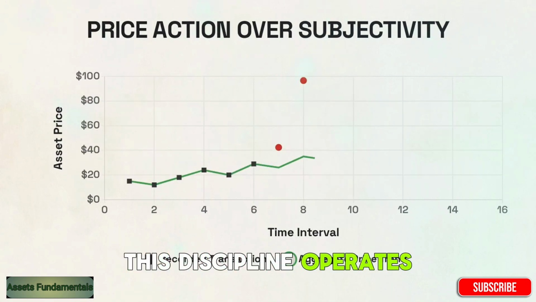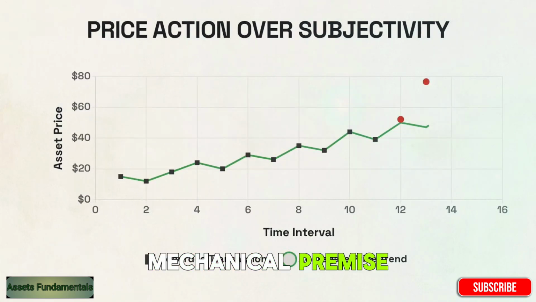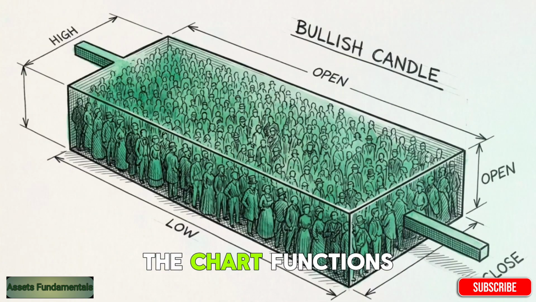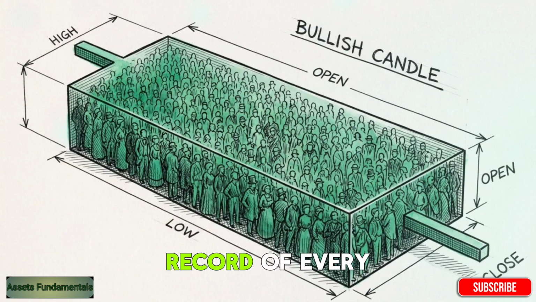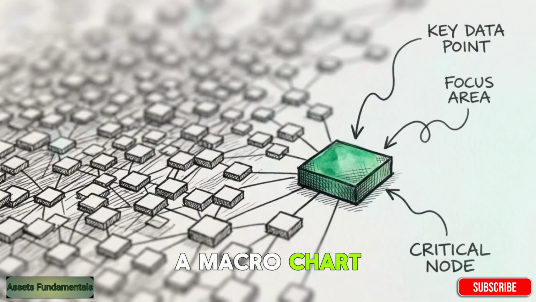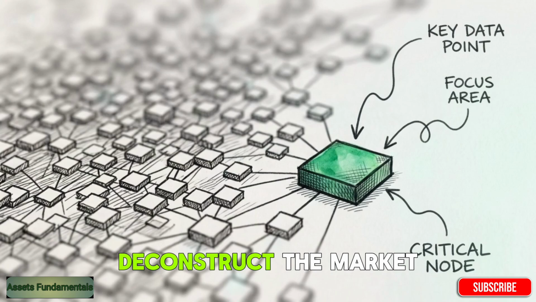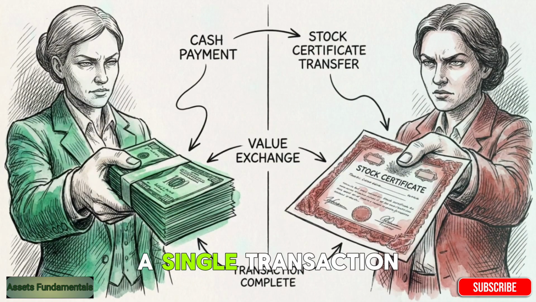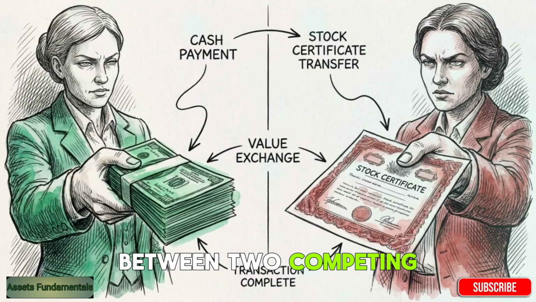This discipline operates on a specific mechanical premise, that because every transaction is recorded, the chart functions as a comprehensive record of every participant's decision. To understand how a macro chart functions, we have to deconstruct the market down to its absolute micro level, a single transaction between two competing humans.